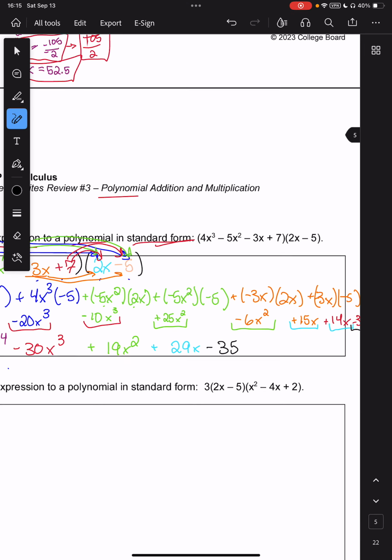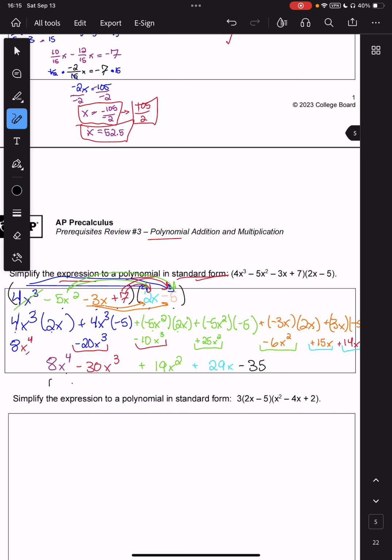So after all that work, our answer becomes 8x to the fourth minus 30x cubed plus 19x squared plus 29x minus 35. And so again, when we see standard form, all that means is that each of these terms aren't being multiplied by anything. Each of these is its own term. 19x squared is its own term, 29x is its own term, negative 35 is its own term. It's not being multiplied like how we see over here with our parentheses. So this long thing is our answer.